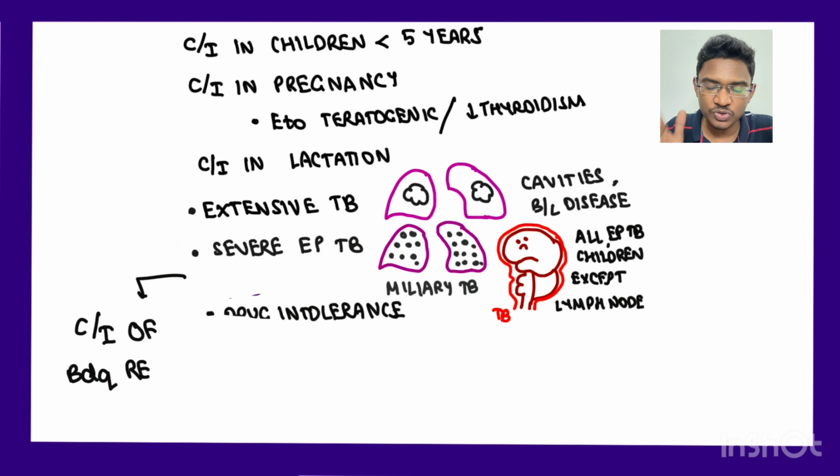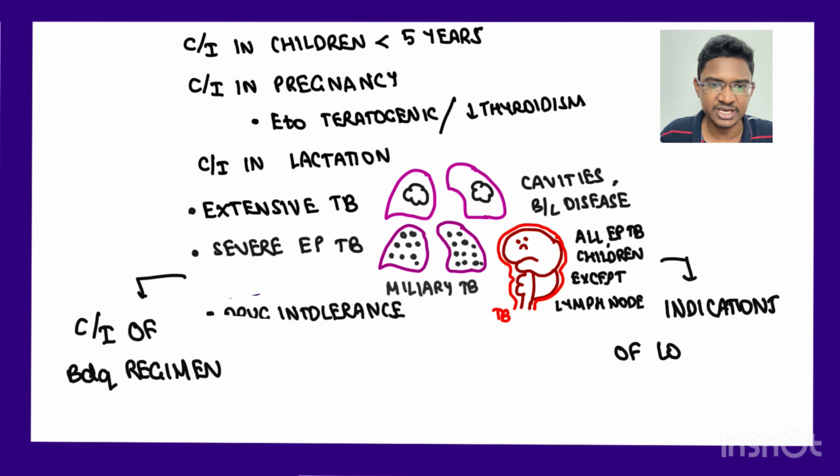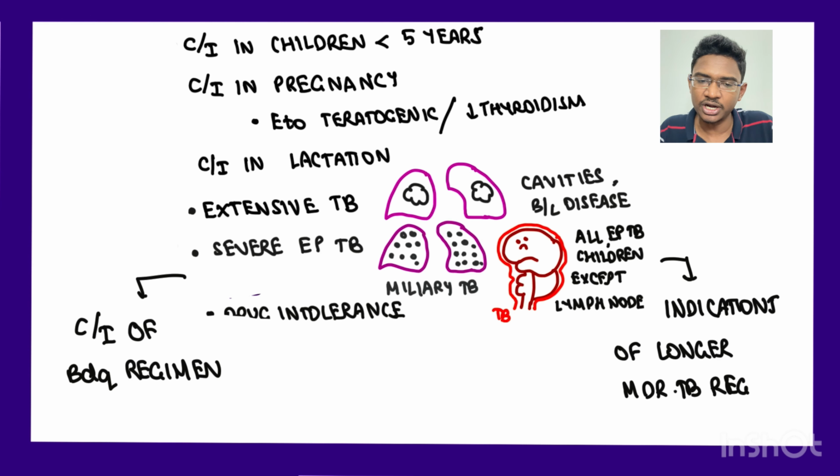So in these situations, what should you go for? You should go for the longer oral MDR regimen. We will be seeing it later. Okay, these are the indications for that longer regimen. And these are the contraindications for the shorter regimen: children less than 5 years, pregnancy, lactation, severe extrapulmonary TB and extensive tuberculosis, bilateral cavitary tubercular disease.